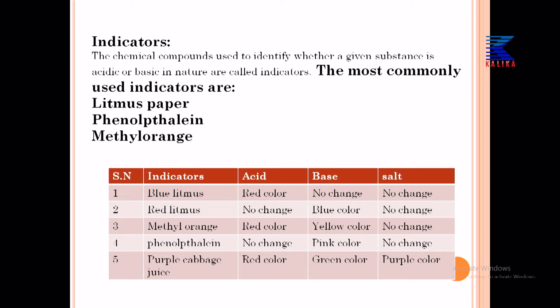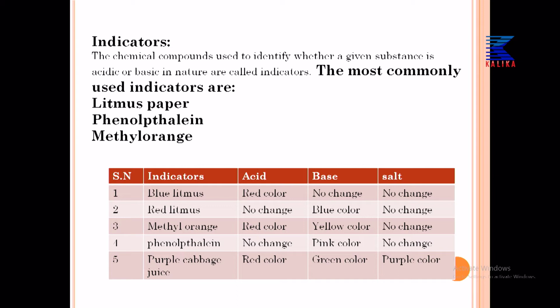Similarly, methyl orange is red in acid, yellow in base, no change in salt. Phenolphthalein: no change in acid, pink color in base, and no change in salt. Purple cabbage juice, which we can make in our home too, is red in acid, green in base, and purple in salt, which means no change.